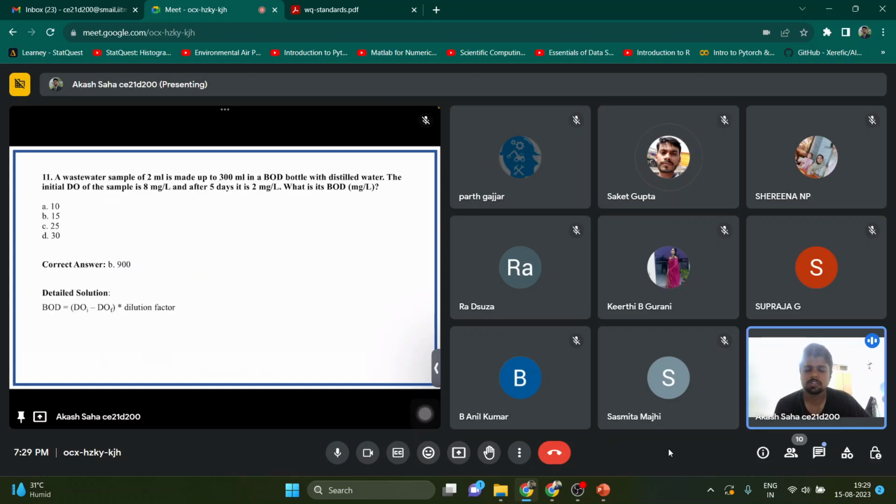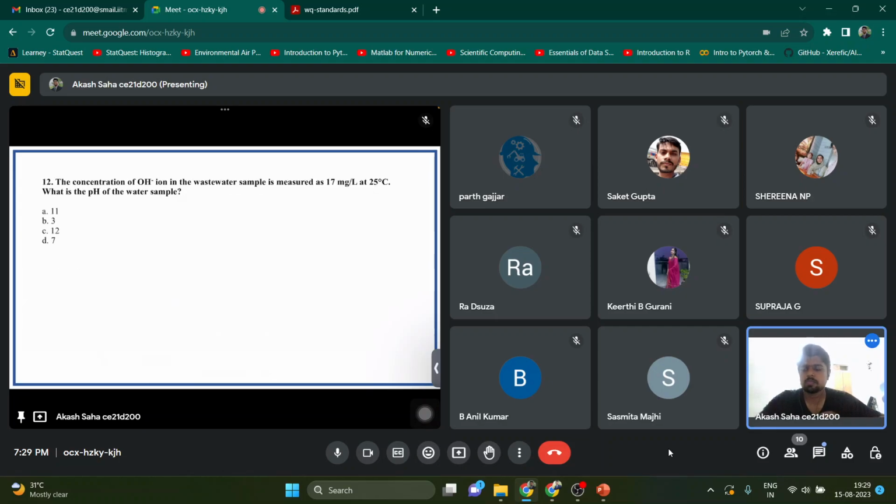So BOD will be directly equal to the DO initial minus DO final into the dilution factor. So we have 8 minus 2 into 300 by 2. So in 300 ml, we have 2 milliliter of sample. So it will be 900. I think there is some typo error in this. So I hope everyone is clear with this. It will be 900 milligram per liter.